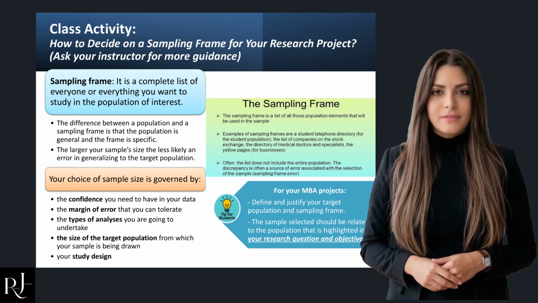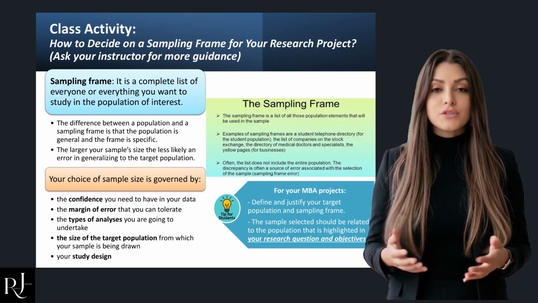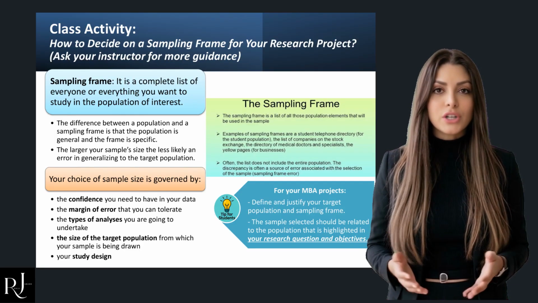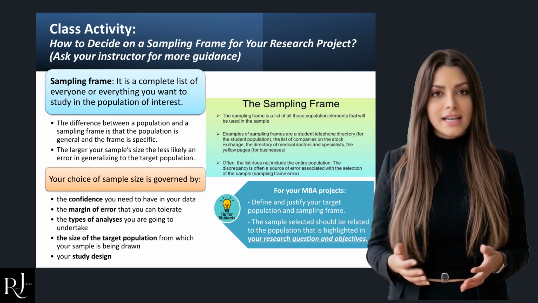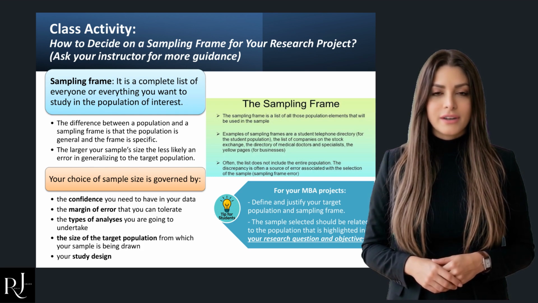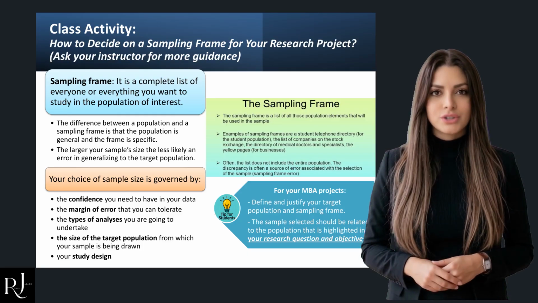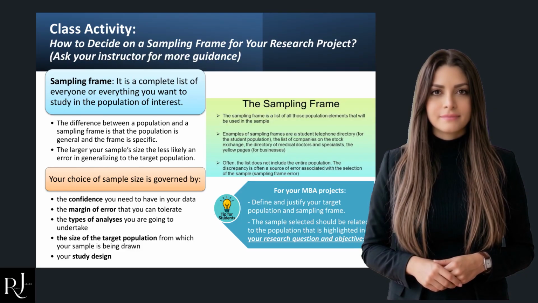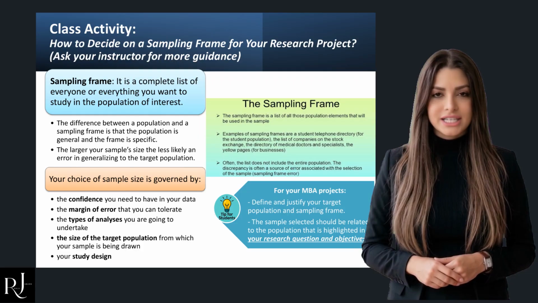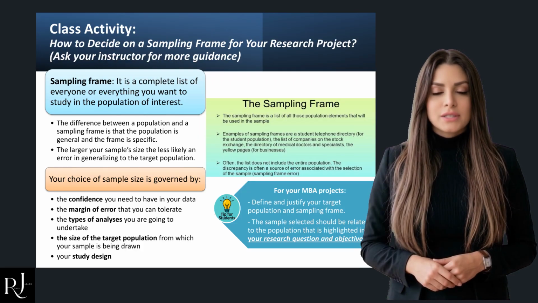It is governed by the confidence level you need, the margin of error you can tolerate, and the types of analysis you plan to perform. For example, if you want to be 95% confident in your results and can tolerate a 5% margin of error, you'll need to calculate an appropriate sample size. Let's say you're using statistical analysis to draw conclusions about your data. Different types of analysis like regression analysis or chi-square tests may require different sample sizes.